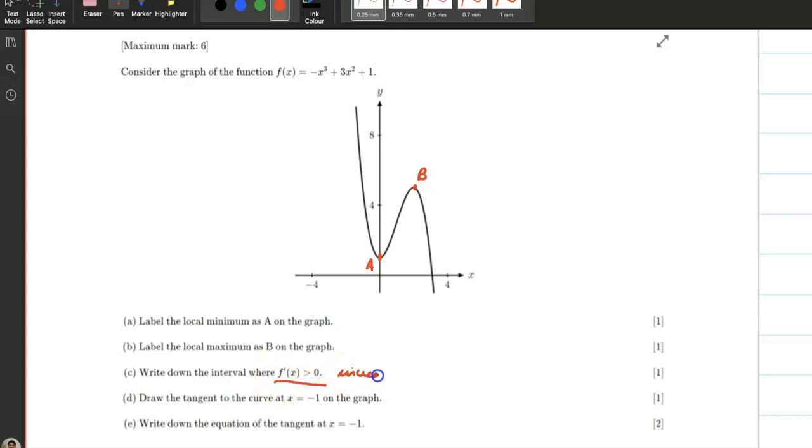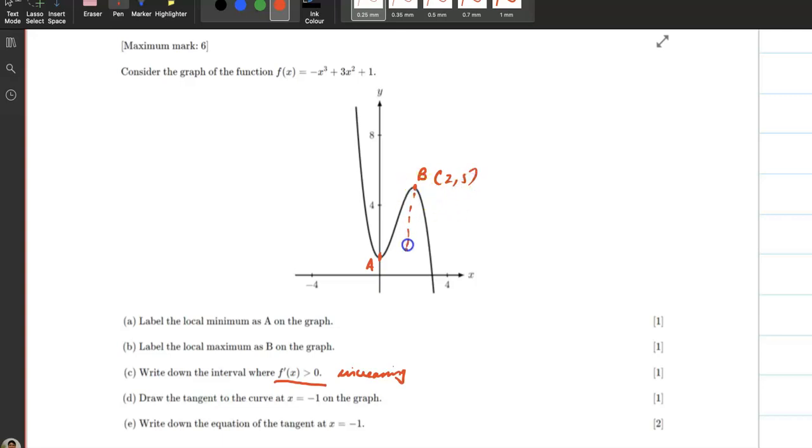What is the interval for which f dash x is greater than 0? Means you have to see where it's increasing. So can you find out on your calculator? Graph this and find the coordinates. Graph minus x cube plus 3x square plus 1. G solve, max. What is it? 2 and 5. So these coordinates are 2, 5.